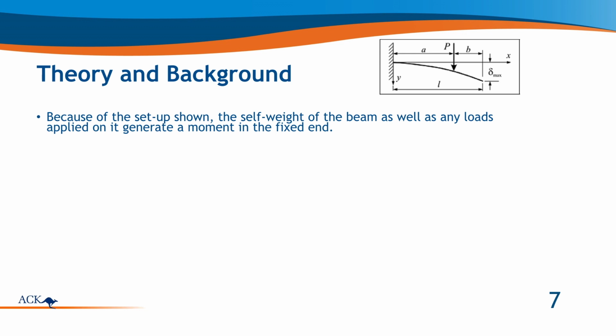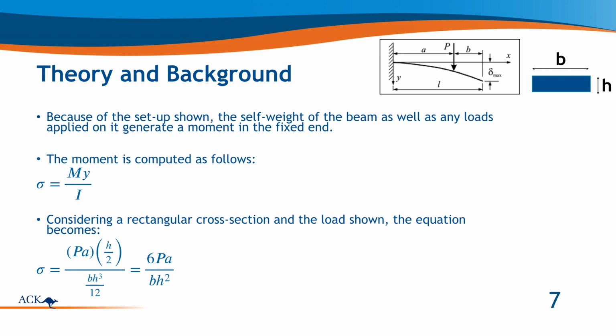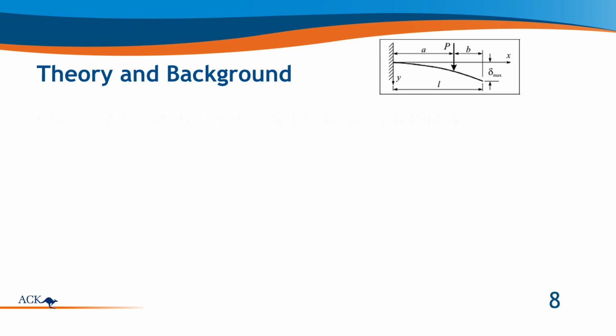With the setup that we have on the screen, we can determine the stress using the following equation: sigma equals My over I. If we plug in M, y, and I based on the variables that we have, the moment is going to be the force multiplied by the distance from the fixed support, so that's going to be Pa. The distance to the neutral axis is going to be h over 2, and the moment of inertia for a rectangular cross-section is going to be bh cubed over 12. With a little rearranging, you get the equation sigma equals 6Pa over bh squared.